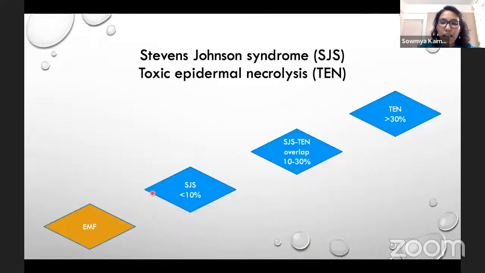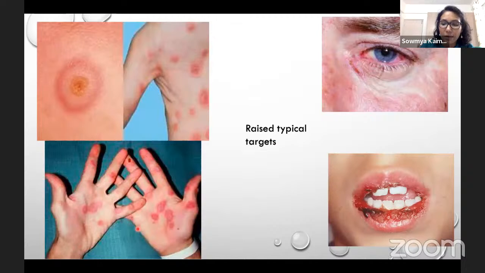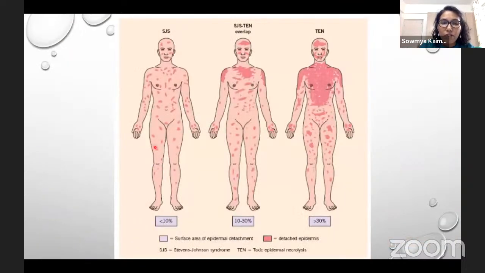Now, the reason why I'm showing you this as a spectrum is because this will also help you understand the clinical presentation of these diseases. Although EMF, basically erythema multiforme, does not really belong to this group, you can consider it as the lowest or the mildest end of the spectrum of these diseases, because the pathogenesis is similar and the clinical presentation is connected to SJS-TEN. After EMF, you have SJS, SJS-TEN overlap, and TEN.